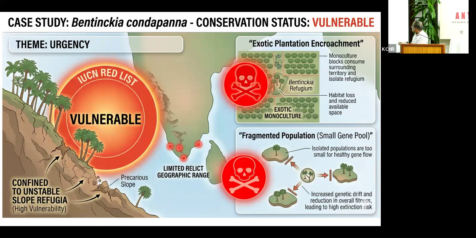The population is fragmented. Even the current population is fragmented and not very contiguous. There are a lot of barriers in between, and habitat loss, and whatever normal issues there are for any species are there for this species as well.